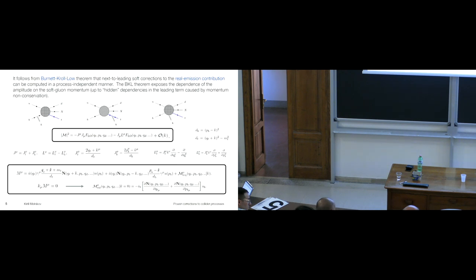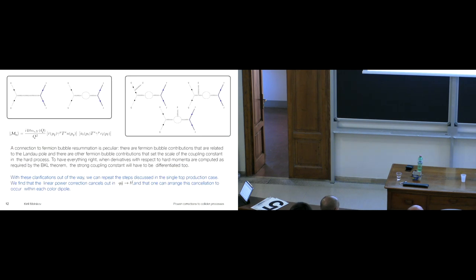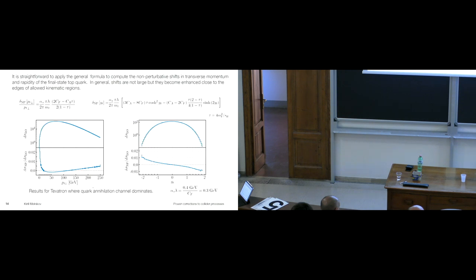Maybe. I understand that what you are doing here is different. So I was trying to understand. Here you are saying that there are no linear power corrections to what? To the total cross section. Yes. But I'm saying there are power corrections to, for example, the transverse momentum distribution, even of a single top. Yes. But not to the pair. Not to the pair. Well, this I don't know.